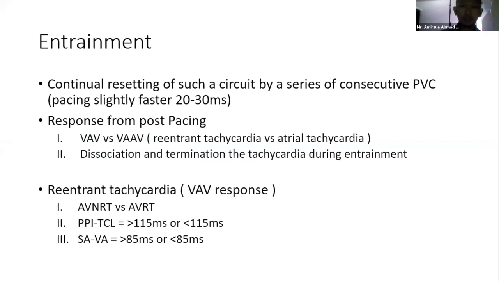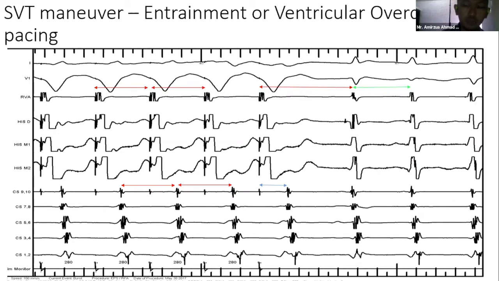Okay, entrainment. After completing the VEST, we already know whether it is pathway or no pathway. Usually for no advancement in the VEST, we start with the entrainment. For doing entrainment, the first thing is we need to measure the cycle length, and the second is we need to pace the ventricle faster, at least 20 or 30 milliseconds faster than the tachycardia cycle length. After pacing the ventricle, the first thing we need to observe is whether there is ventricular capture or not, and the second is whether the atrium follows the pacing cycle length or not. If the atrium follows the pacing cycle length, that means we have already entrained the tachycardia.